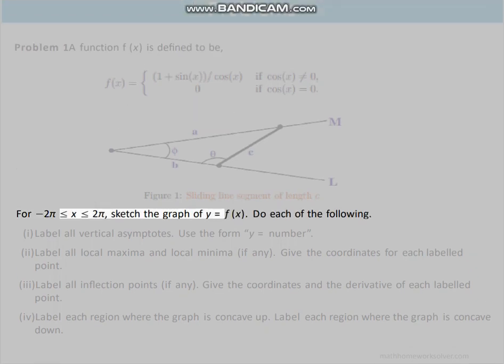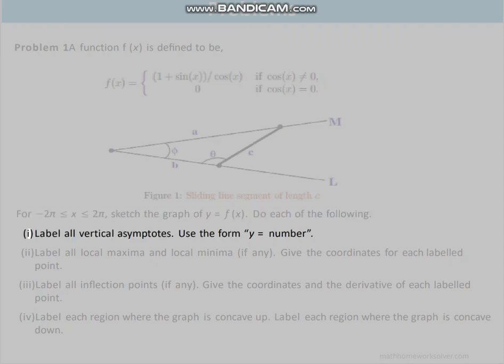Problem 1. A function f(x) is defined to be... For -2π ≤ x ≤ 2π, sketch the graph of y = f(x). Do each of the following. 1. Label all vertical asymptotes. Use the form y = number.